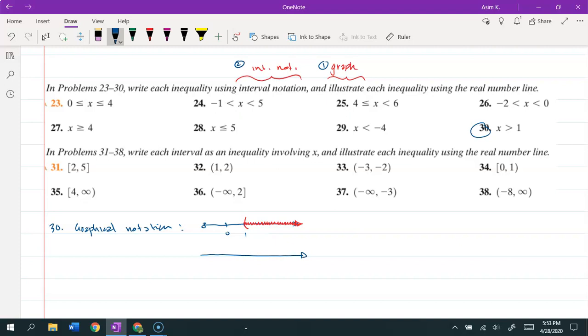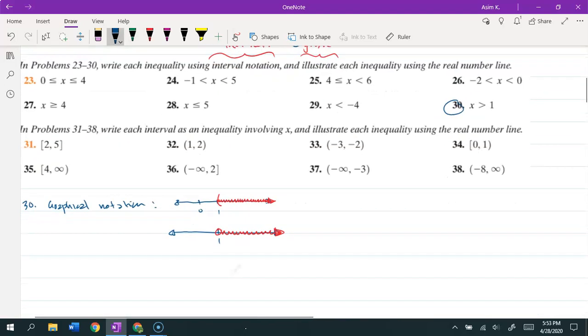This is still a graphical notation, but this is the second kind of graphical notation: you can make an open circle at 1, and then you can shade to the right of 1 like this over here. That's also acceptable. Both of these are acceptable answers, and I do need you to know both of them, please.